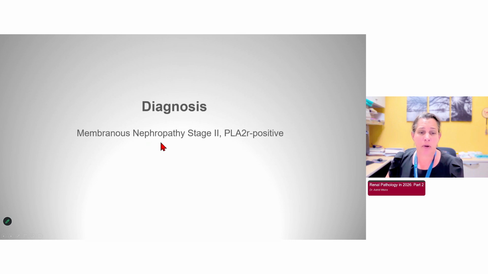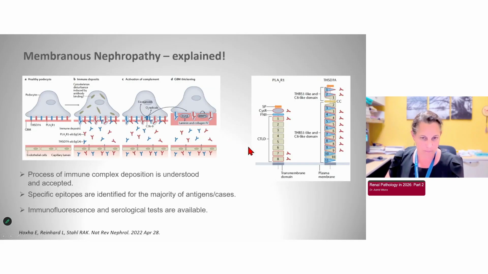So this is a membranous nephropathy, stage 2, with lots of well-formed immune complexes that are separated by basement membrane spikes. The spikes you saw on the silver stain, the complexes you saw on the IgG stain. And in this particular patient, they are PLA2R positive, meaning these patients have antibodies against the phospholipase A2 receptor. So in the last few years, about 15 years or so, we've learned a lot about membranous nephropathy, right?